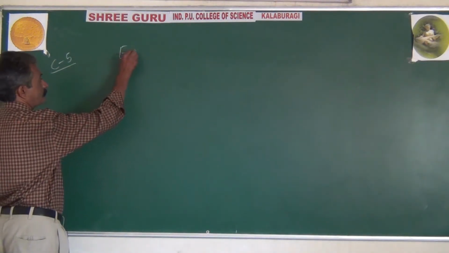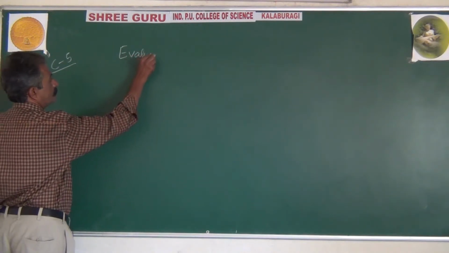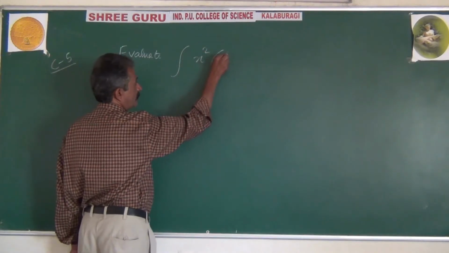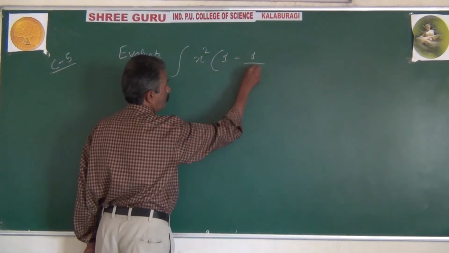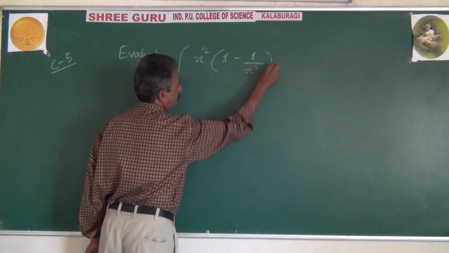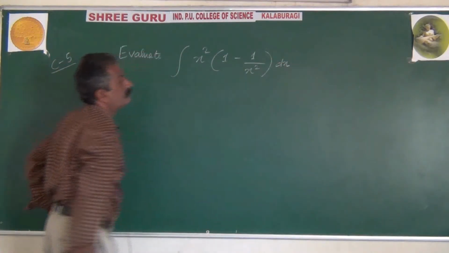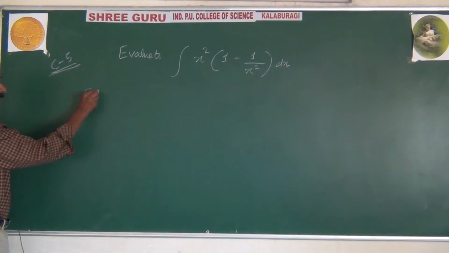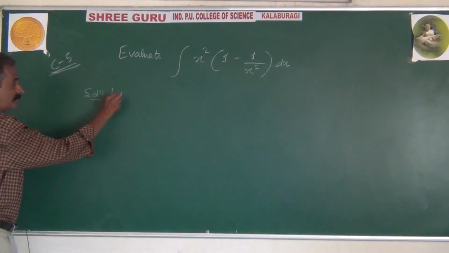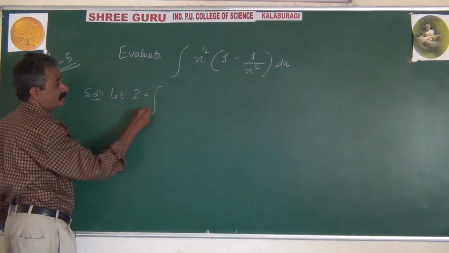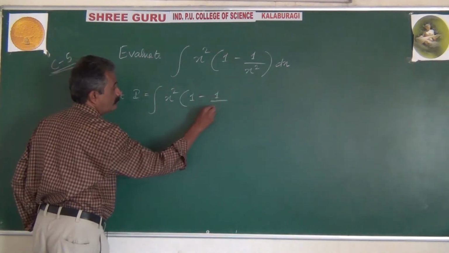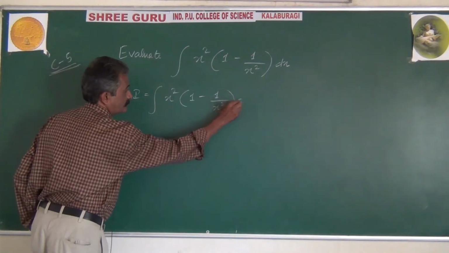Evaluate integration of x square into bracket 1 minus 1 divided by x square dx. First step, start from I as usual. Let I equal to integration of x square into bracket 1 minus 1 divided by x square dx.